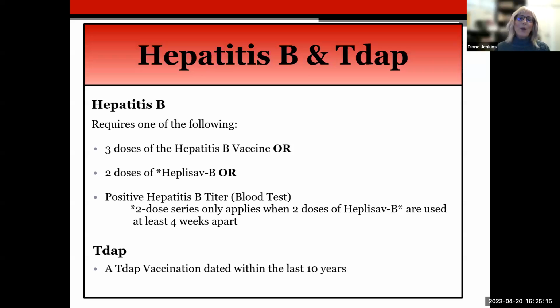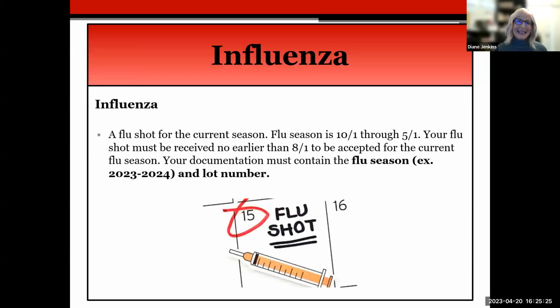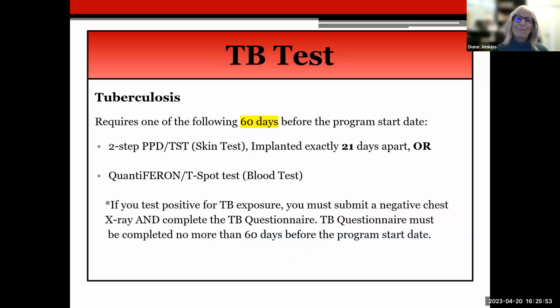The next requirement on this slide is the Tdap, or a tetanus shot, and you have to have had a tetanus shot within the last 10 years. Influenza is next. The influenza is your flu shot. A flu shot is required for the current season. For the summer cohort, for fall 2023, you do not have to have this influenza requirement done because you cannot get the next season's dose until after August 1st, 2023.